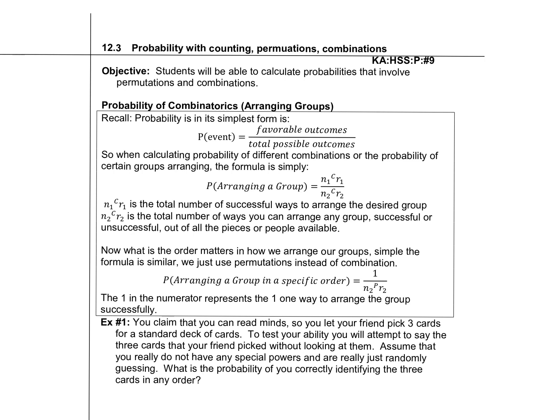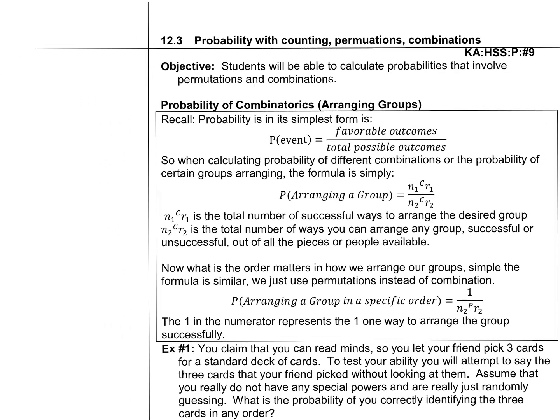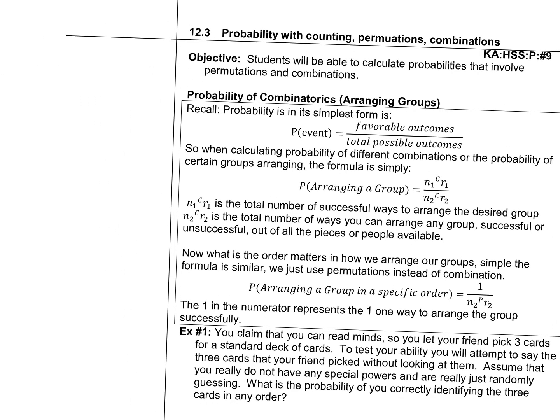All right, 12.3, probability with counting, permutations, combinations. Here's the deal. The number one thing you need to remember is that with probability, we're still always counting the number of successes over the total number of outcomes, which is the number of successes plus the number of failures. But I want you to just think of it as a total, and I'll show you what I mean in a little bit. That's what we mean by favorable outcomes over total possible outcomes.